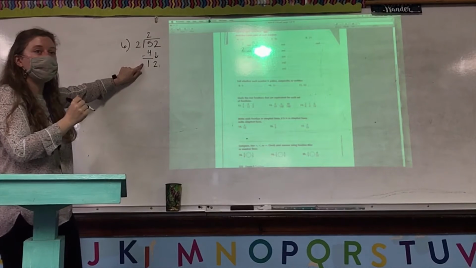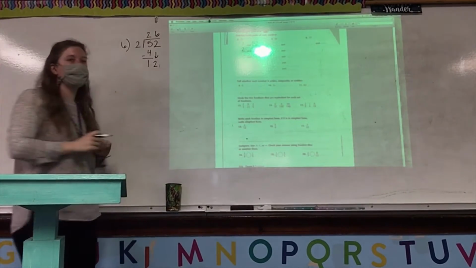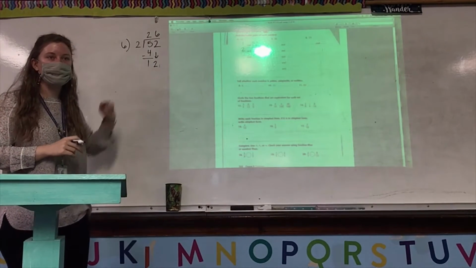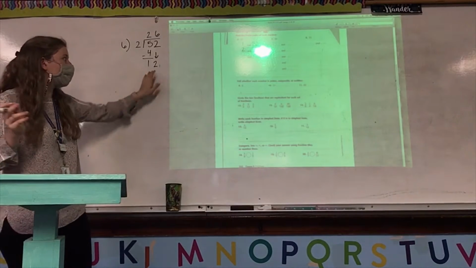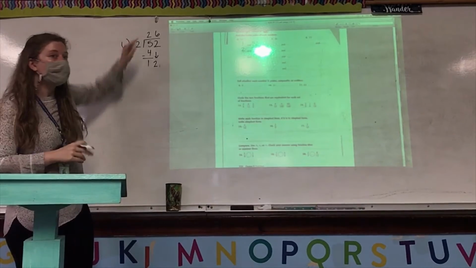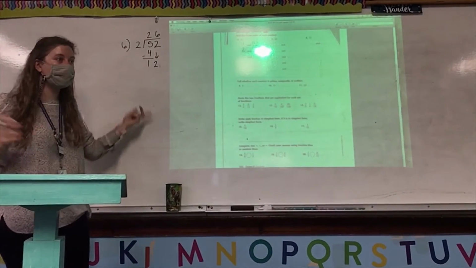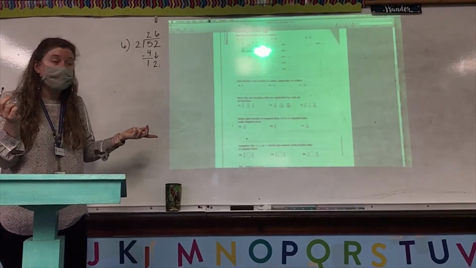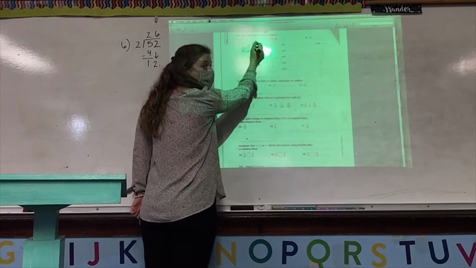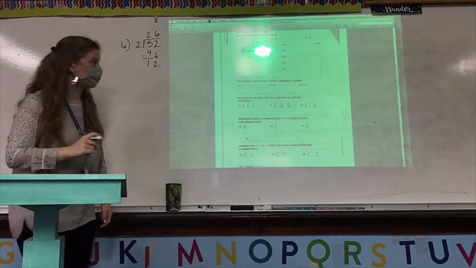2 goes into 12 6 times. Now I'm going to give you a little tip. We already know 6 times 2 is 12, and 12 minus 12 is 0, right? So do we have to keep going, or did we already find the other part of the factor pair? We already found it. We know at this point 6 times 2 is 12, and we're going to end up with no remainder. So what's the next factor pair of 52, Carla? 2 and 26.